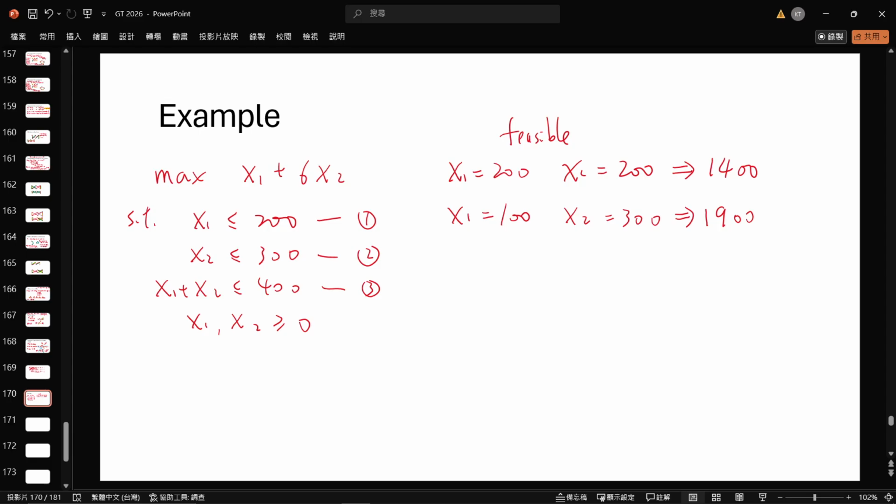The idea is to construct some upper bound. When we discuss matching, the upper bound we use is vertex cover. In this case, we're going to use a general technique to derive the upper bound. The idea is that I'm going to find some weighted combination of these three constraints. So let me show you some example.